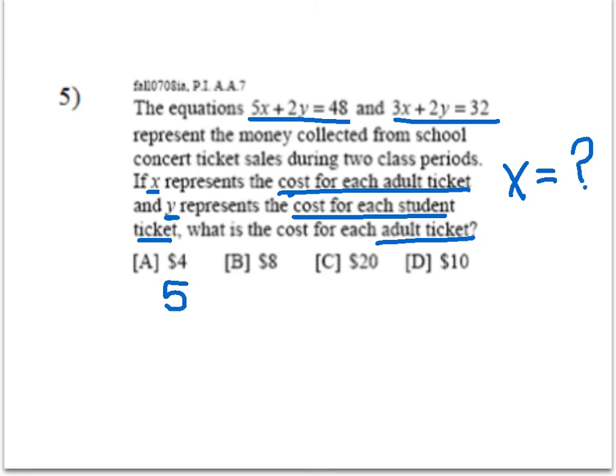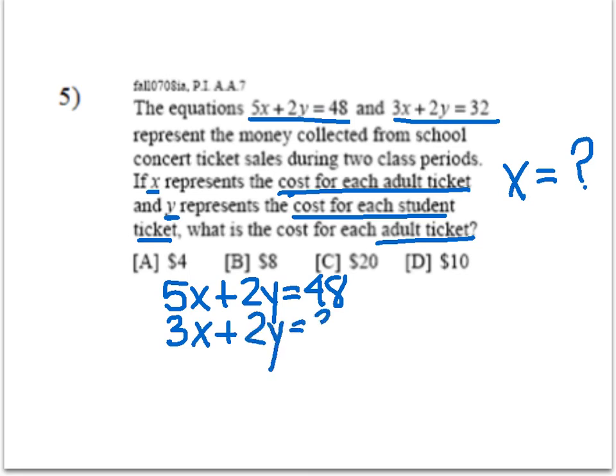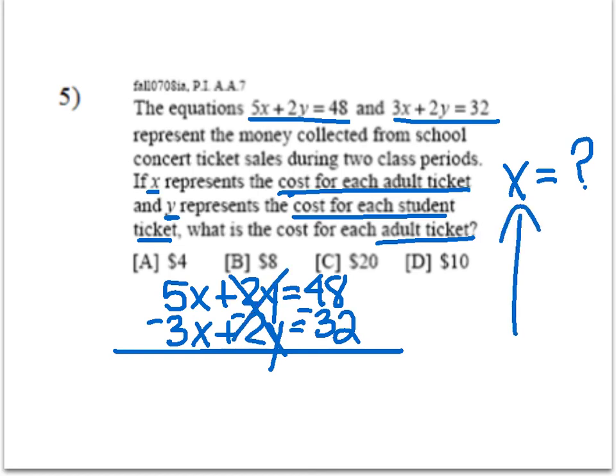And so if I write these two in the form that we've been using, is there anything that looks like we can cancel out? And if right away you think you know what to do, pause the video, solve it yourself, and see if you can get the same answer as I do. So I'm going to subtract these two, so that I can get them to cancel out the y's. And that's good because I really want to know what the x is for the adult ticket.